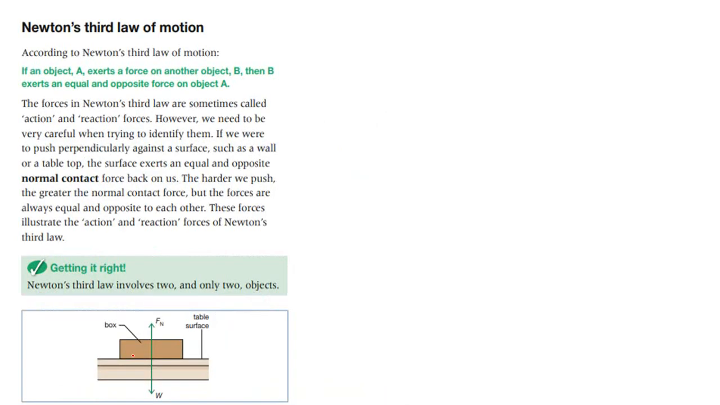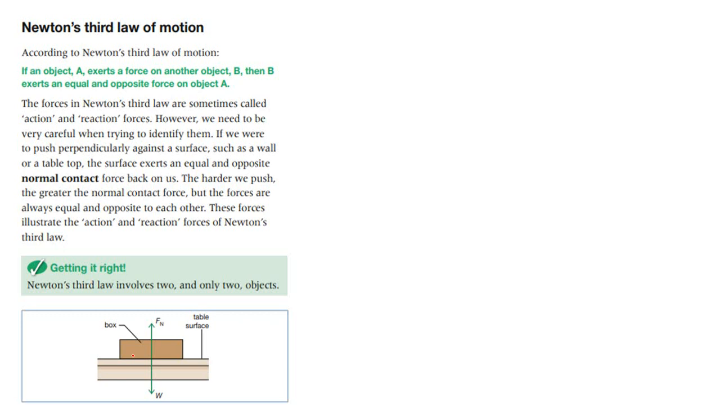Now Newton's third law speaks to that if object A exerts a force on object B, then object B will exert an equal and opposite force on object A. And this is like a reaction kind of thing, where if I exert a force on something, that thing is going to exert an equal and opposite force on me.